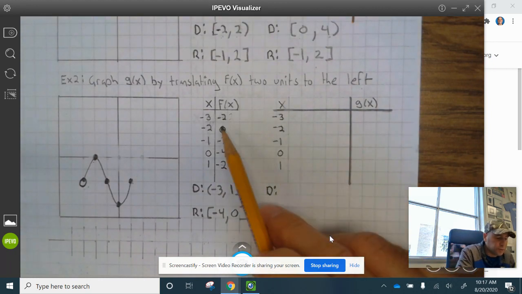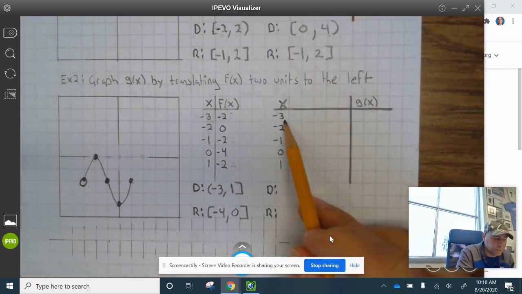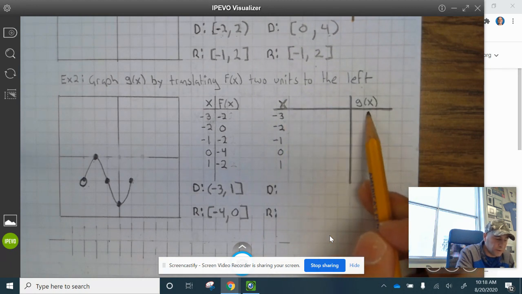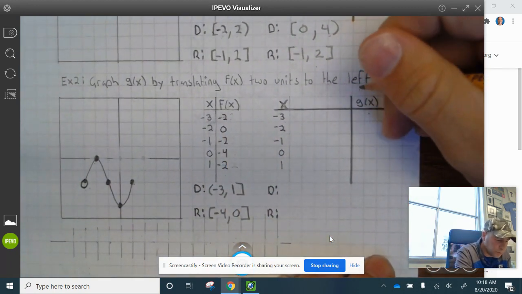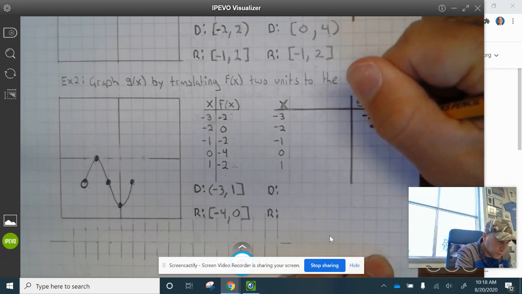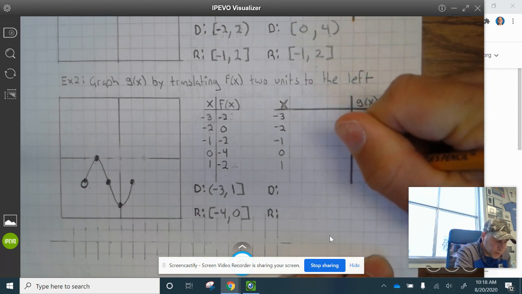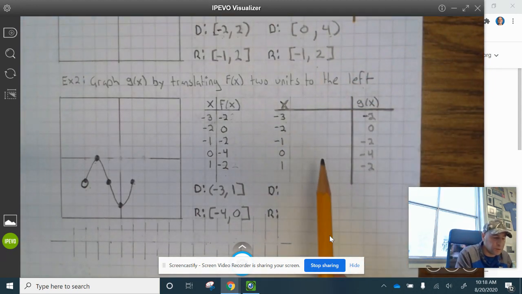Now, the table is going to be affecting the x value, okay, because if we're moving left to right, it affects the x value. The g of x values are going to be the same. So negative 2, 0, negative 2, negative 4, negative 2. Those are going to stay the same because we're only moving the graph left.